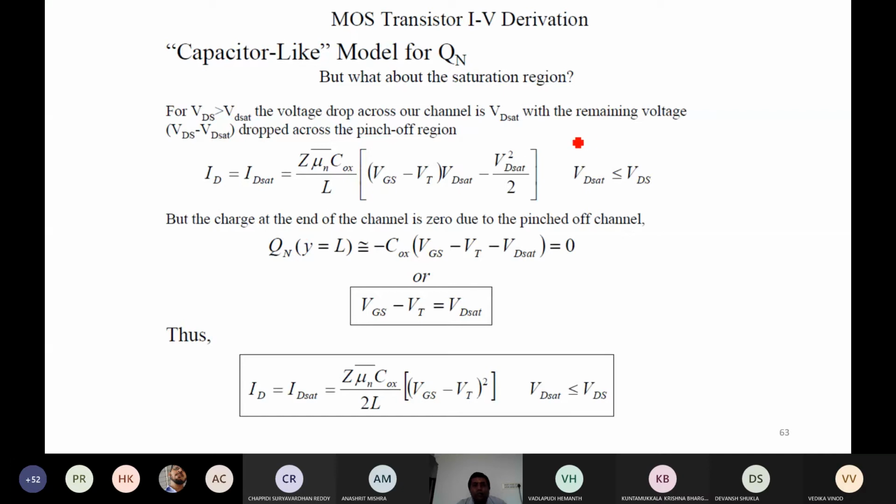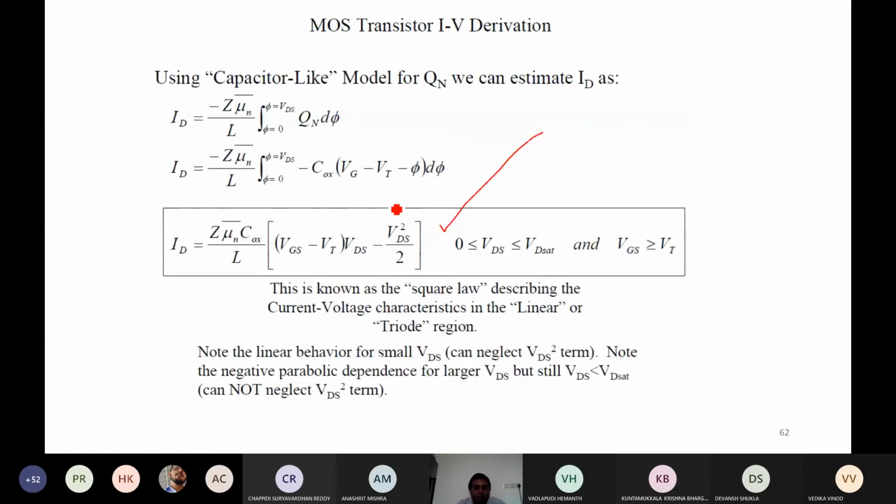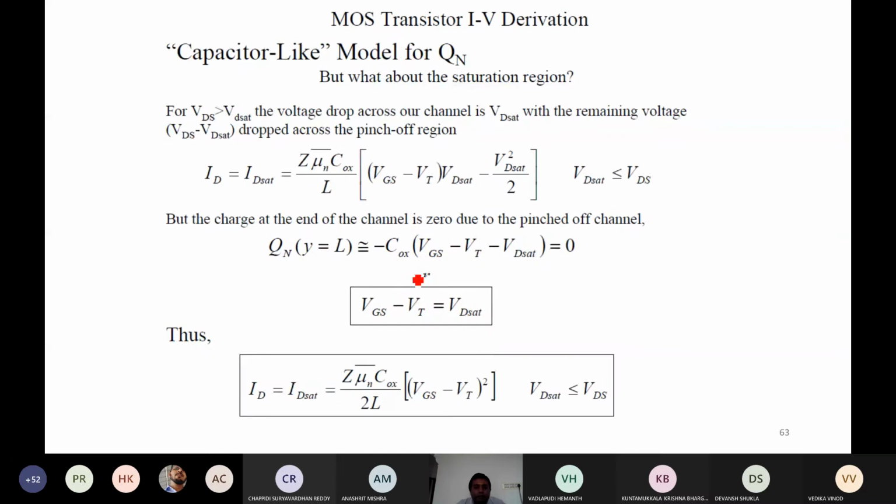Therefore, in the saturation region, if you want to find the current, VDS should be replaced by VD set. Then this current is called the saturation current. So ID is now ID set, from the previous equation which you have derived here. This VDS should be replaced by VD set, and this one also should be replaced by VD set. So we are doing this here.